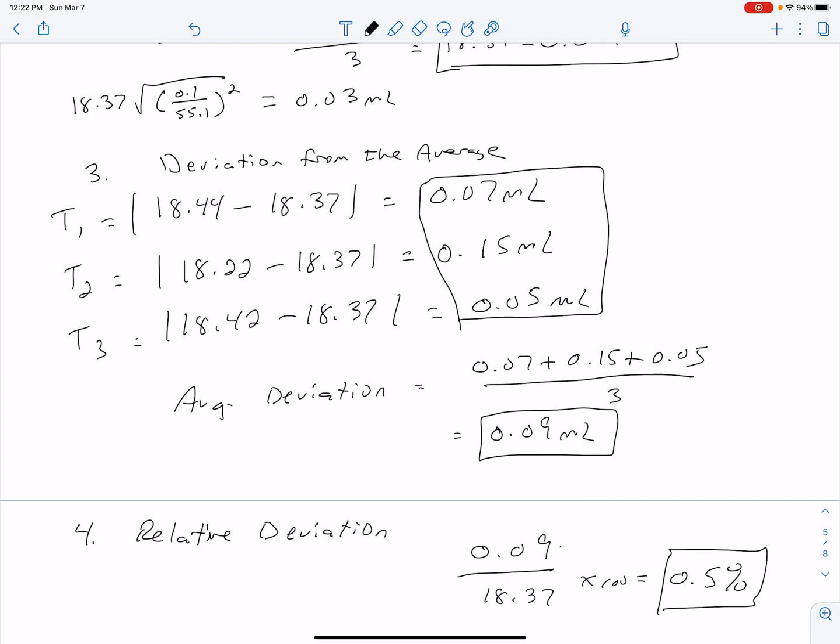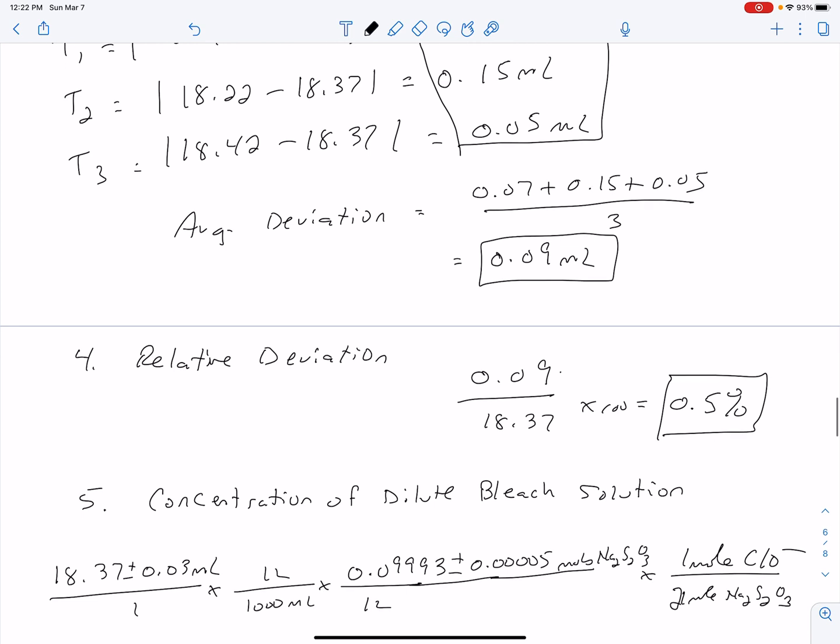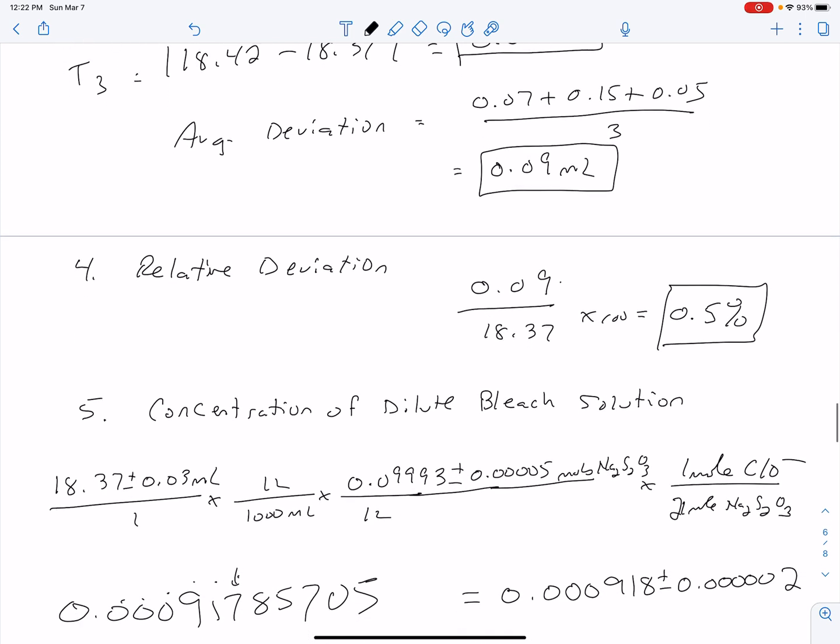And so in this case, I deviated by 0.5%, which is excellent. So that shows a very, very precise application, meaning that I replicated the trials very well. Again, remember, 5% or less is considered excellent. Then I went to find my concentration.